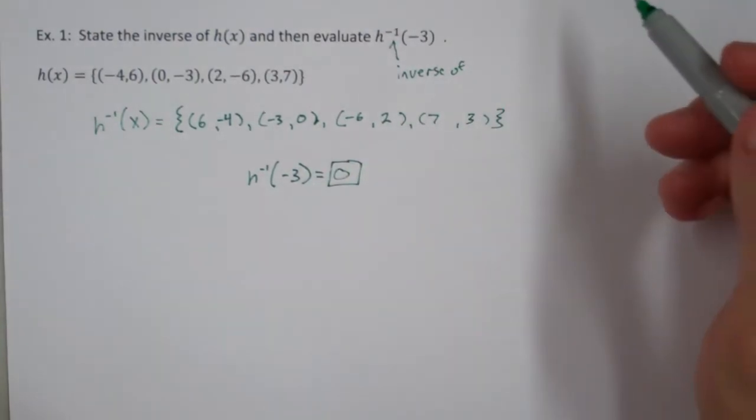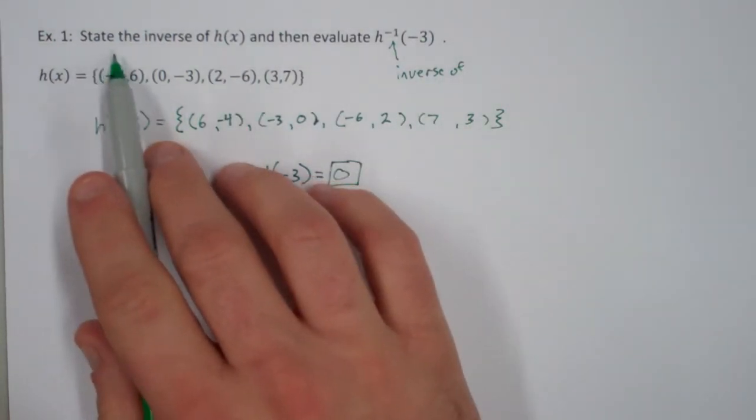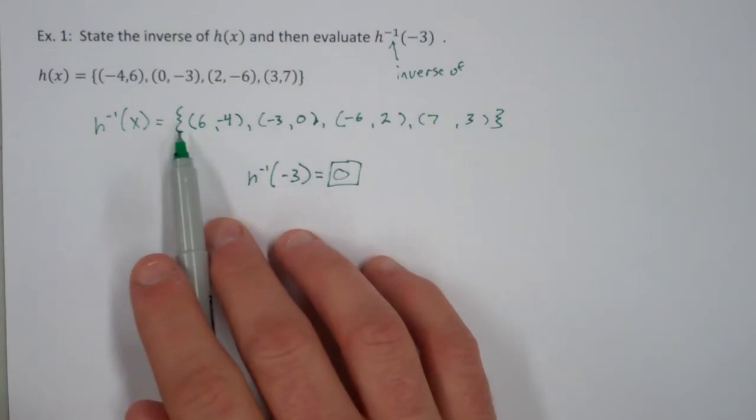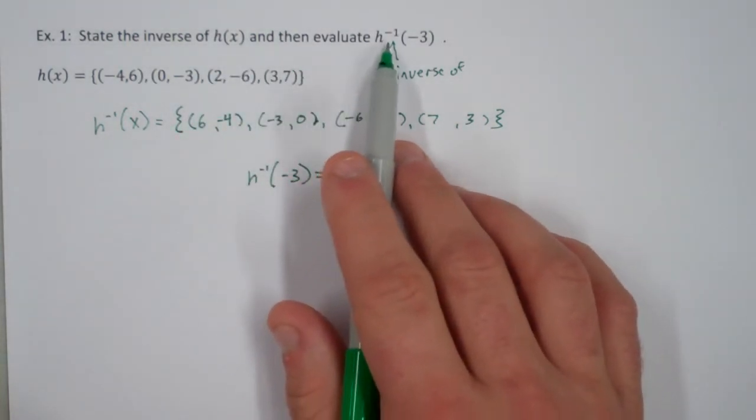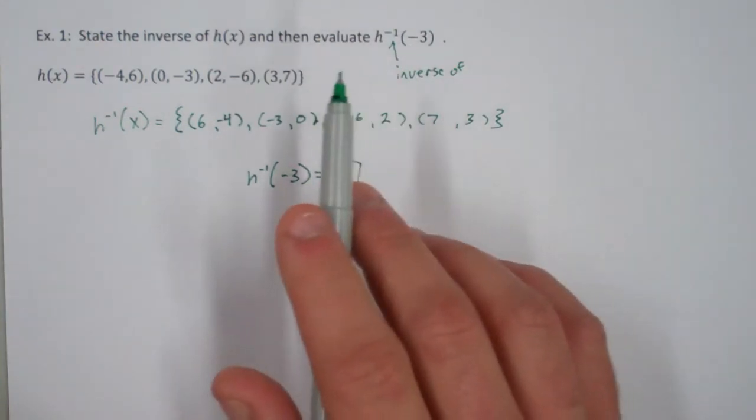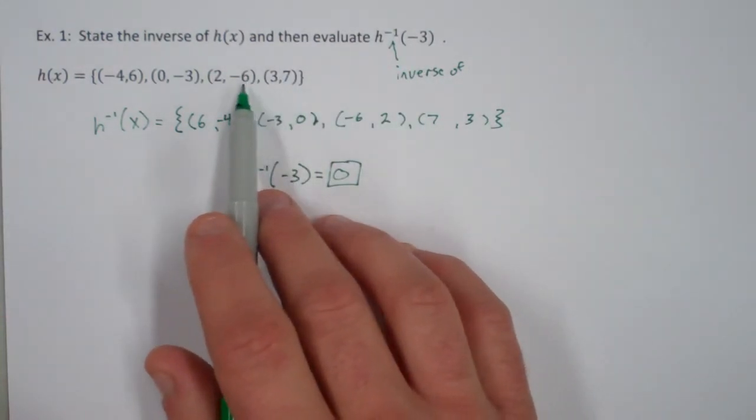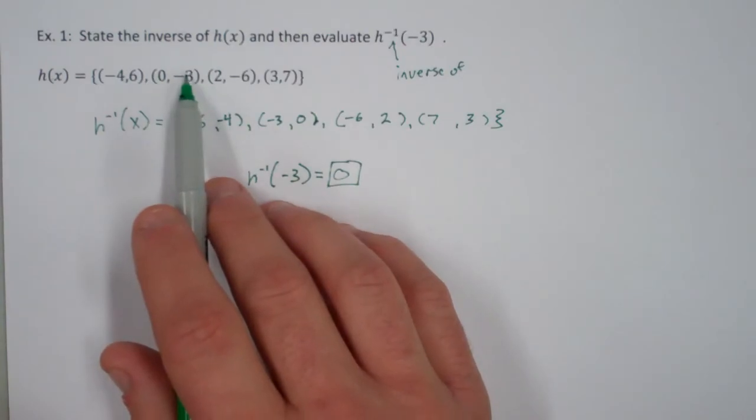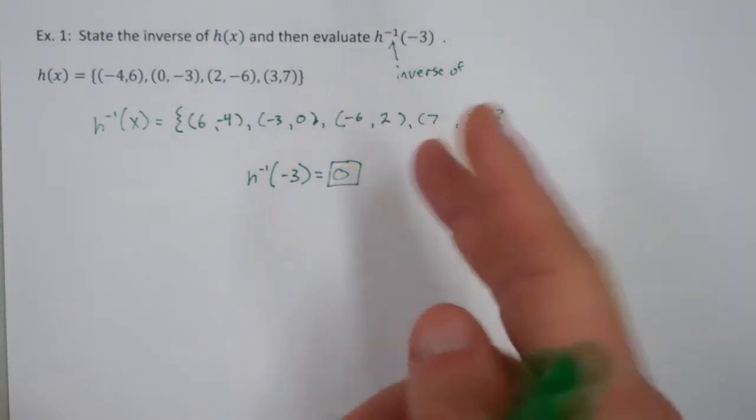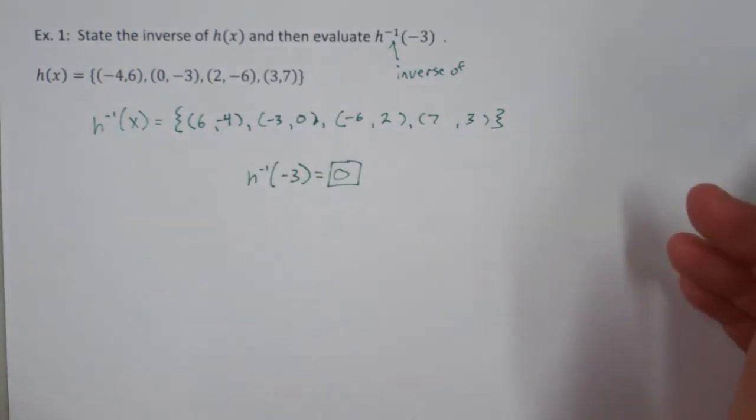You could have done this a little differently. This does say state the inverse, so we did need to write out this portion. However, if it just said evaluate the inverse of h at -3, you could go to the y's, find a -3, and then go backwards to the input, because those inputs and outputs, or those x's and y's, will just be switched for the inverse.